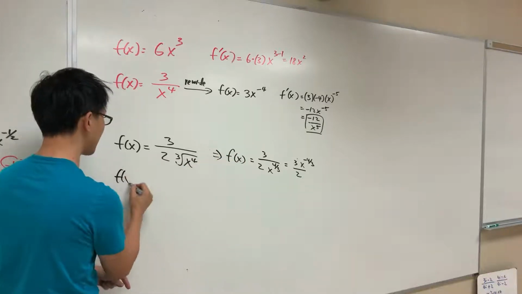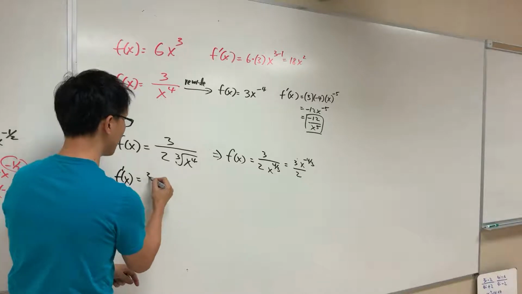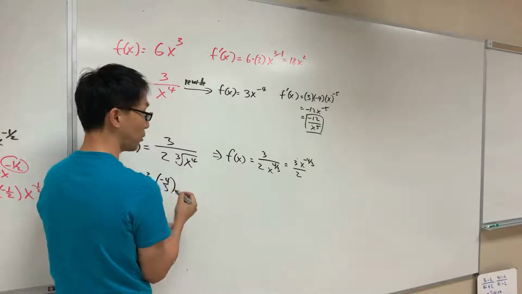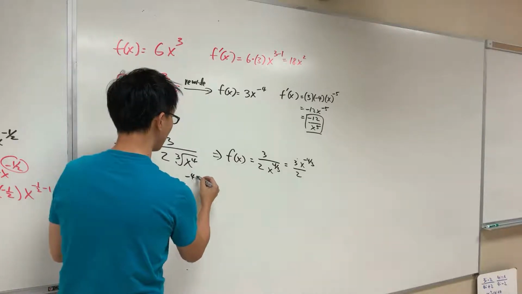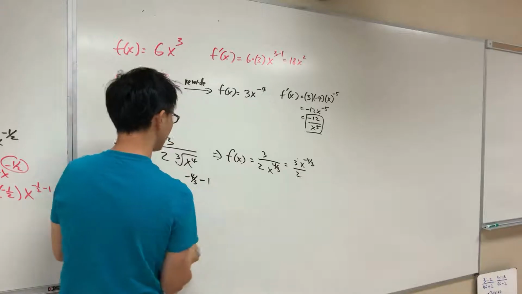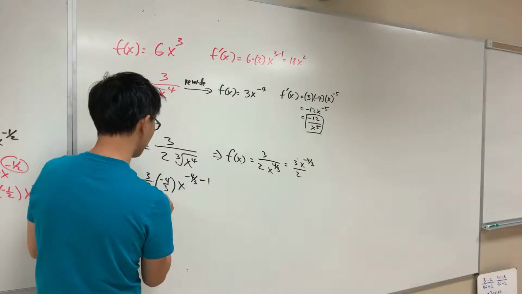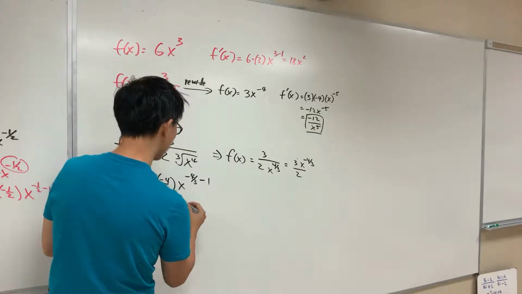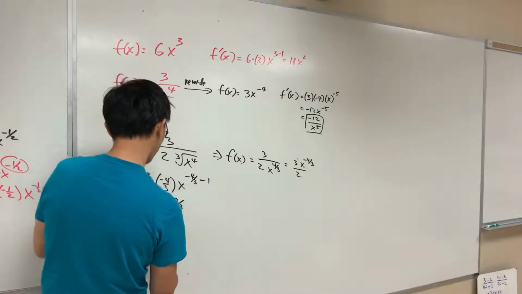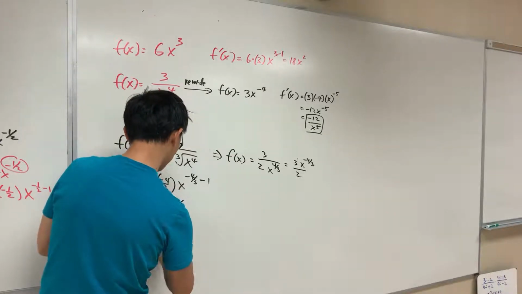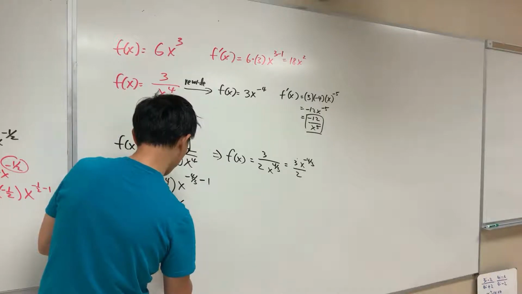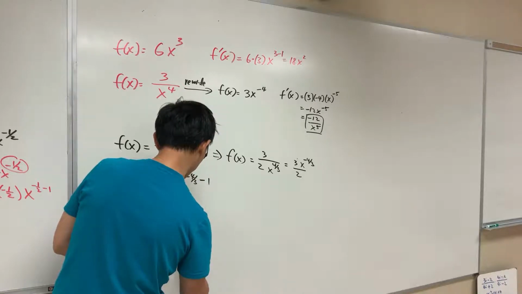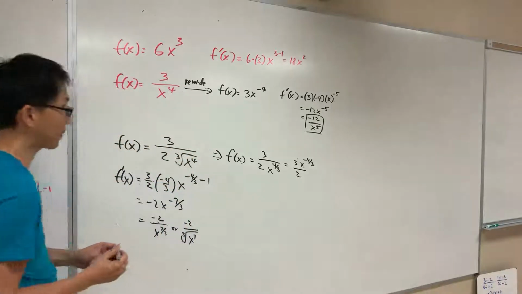Now the next thing. f prime is equal to 3 over 2, that's in the front, times negative 4 over 3, x to the negative 4 over 3 minus 1. So that's equal to what? This actually comes out pretty nicely. Negative 7 over 3, so negative 2 x to the negative 7 over 3. You can put it in radical if you want to be fancy, but I don't want to deal with the radical unless I have to. So that's my final answer.